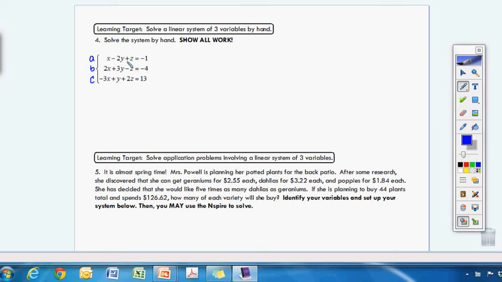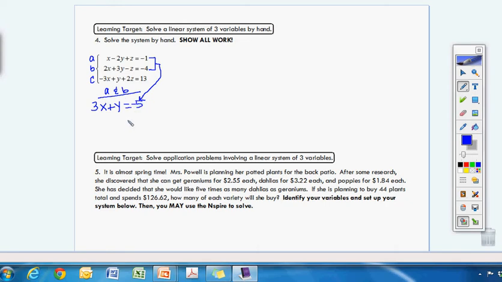Right away what pops out to me is I have a positive z and a negative z. I don't have to multiply these 2 equations by anything. I can just add these together and eliminate z right away. So I'm going to start out with A and B. If I just add these together, I'm going to get 3x plus y. My z's are going to go away, and I have equals negative 5.